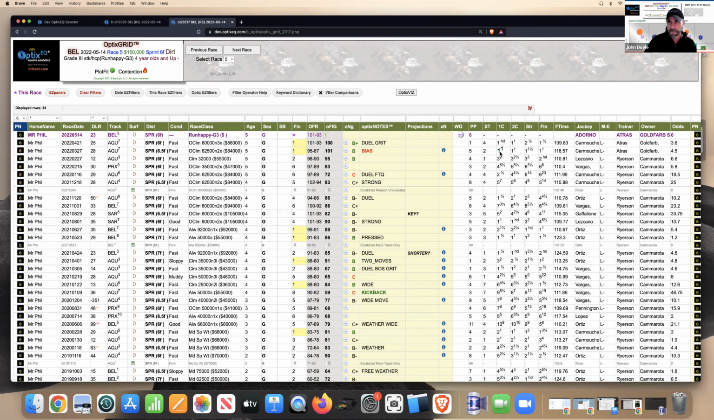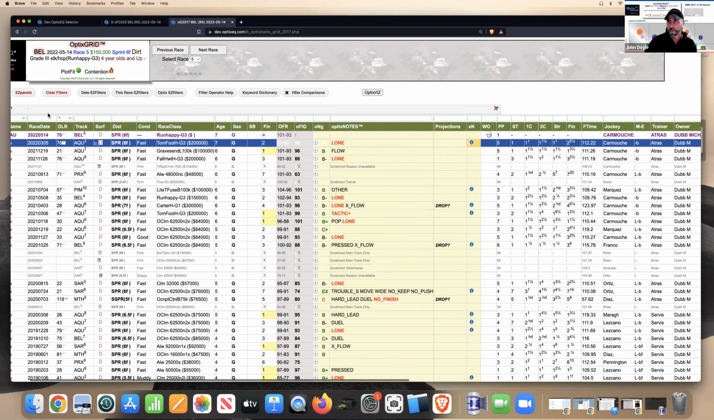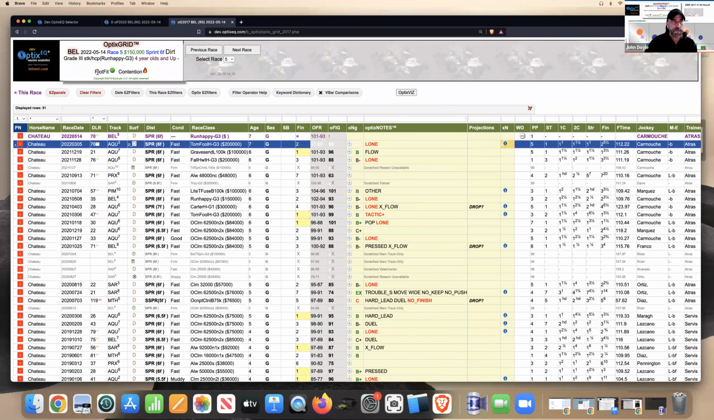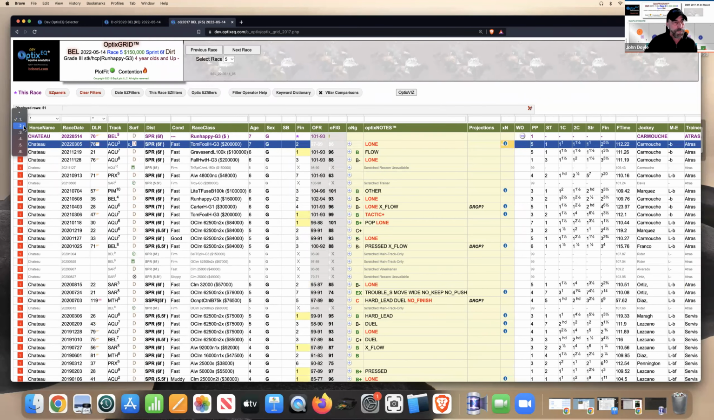So it'd be interesting to see if stablemates actually would... Let's see if it's the same owner here, by the way. See if this horse maybe... No, no, no. Okay, so there might be some contention with the stablemates in this race. So another reason not to like the 1 and the 6.